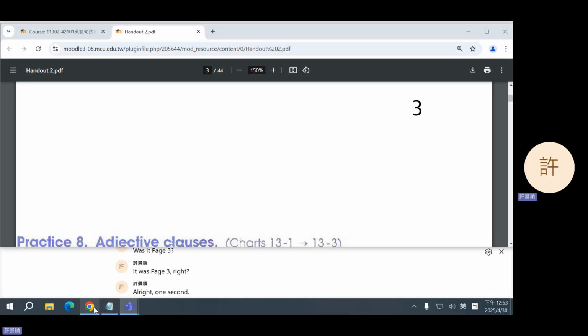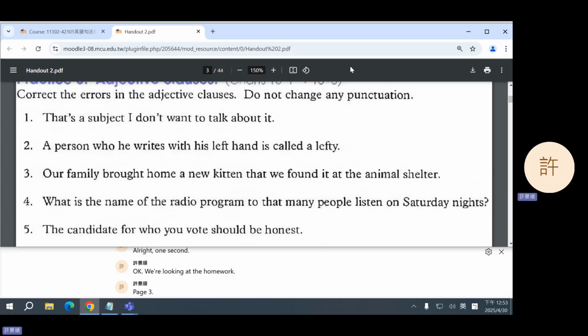Okay, we're looking at the homework, page 3. Number 1, that's a subject that I don't want to talk about. No, it. You can also skip the word that, because the word that is replacing this position. This position is the object. And for relative pronouns, if your pronoun is an object, you can skip it. So that's a subject I don't want to talk about. No, it.